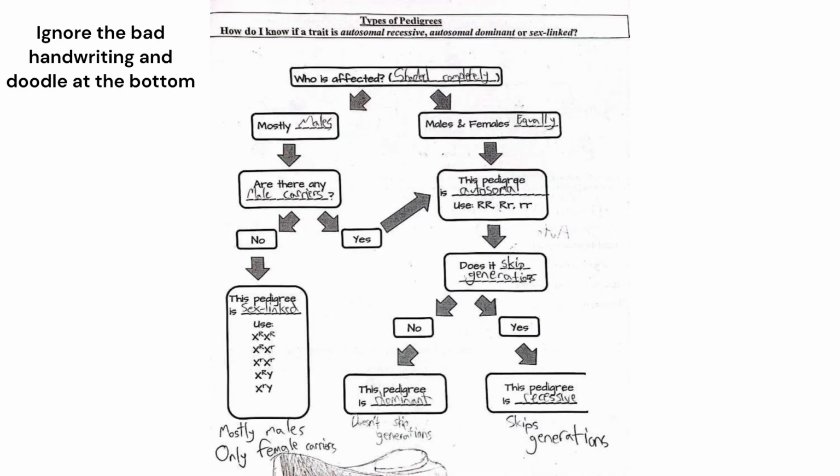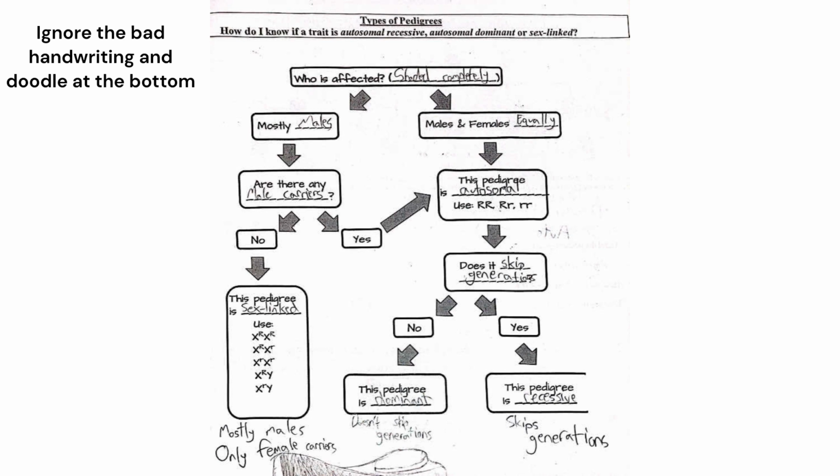Essentially, inheritance falls into one of several broad categories. My class looked at three: autosomal dominant, autosomal recessive, and sex-linked. To figure out which one a pedigree demonstrates, you can use this handy flowchart.